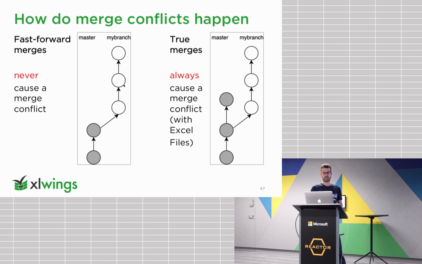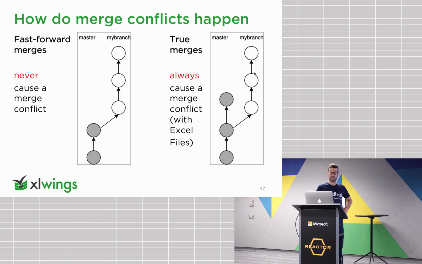But if you're in the situation on the right, then that's not going to happen. The situation on the right means that since you branched off your my branch, somebody else pushed to master, or maybe merged another branch into master. And in that moment, we have different commits on master and on my branch.